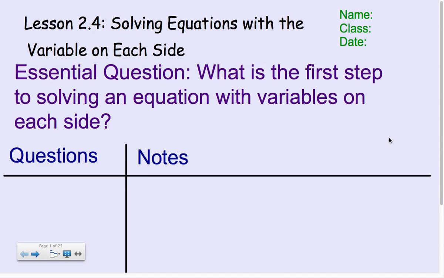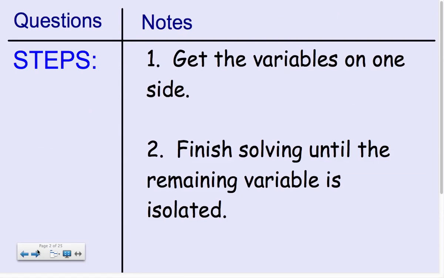So the difference between this lesson and 2-2 and 2-3 is we're going to have 2 variables in every problem rather than just one. But our goal in every problem is still going to be to solve for that variable. On each problem, we're going to take 2 steps to solving.